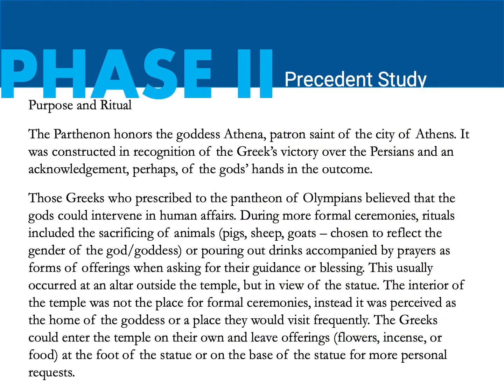This next part is really just a brief description of the purpose of this particular building. Why was it constructed? And a ritual that happens inside. So first, the purpose. That'll be this first paragraph right here. The Parthenon honors the goddess Athena, patron saint of the city of Athens. It was constructed in recognition of the Greeks' victory over the Persians and an acknowledgement, perhaps, of the gods' hands in the outcome. All right? That's why it was built.